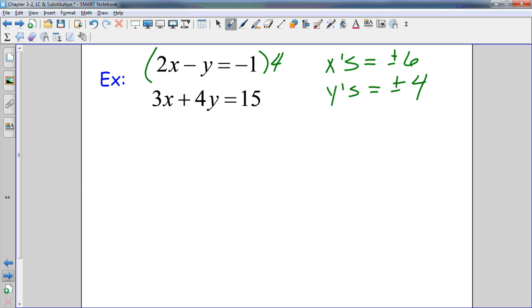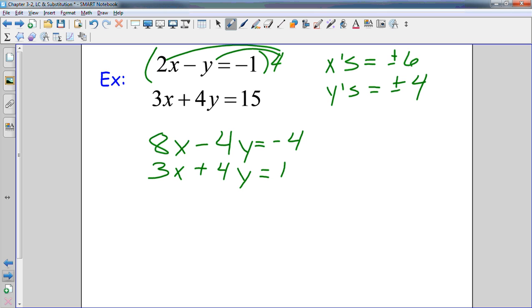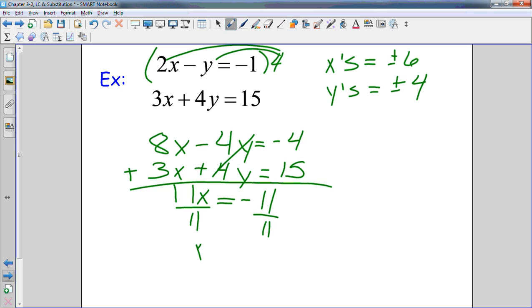Multiply by 4. So I have 8x minus 4y equals negative 4. I have 3x plus 4y equals 15. The 4y cancels, and 11x equals 11. Oh, adding. Distracted. Thank you. Adding, so we'll put a plus sign there. Divide by 11. X is 1.